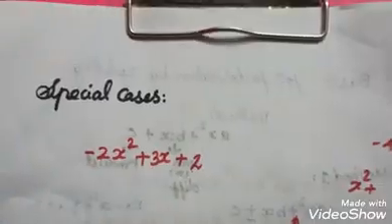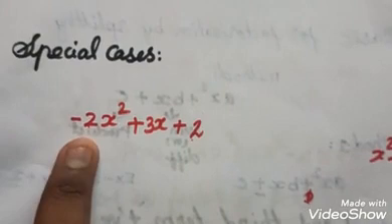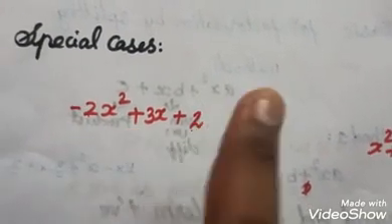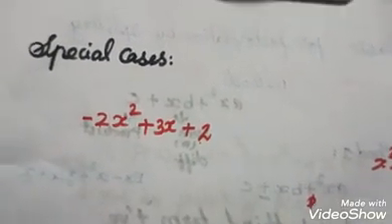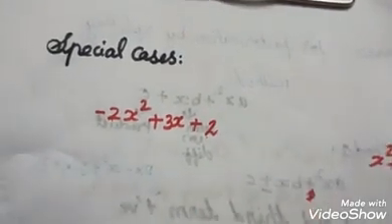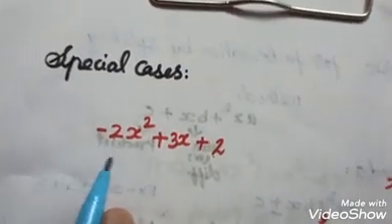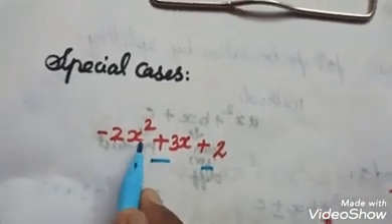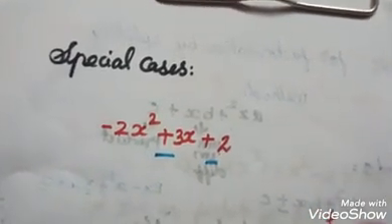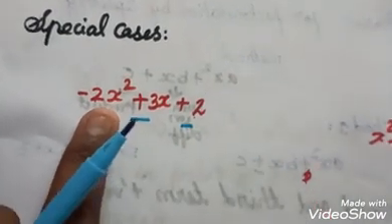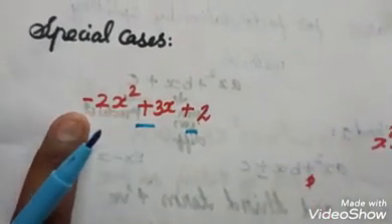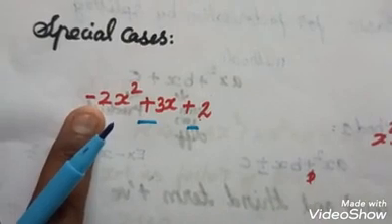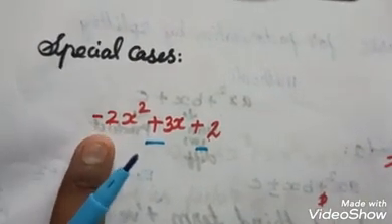So some special cases are there. Here minus 2x square plus 3x plus 2, I will take another example. In this expression, here we always take the second one and third one. So here you have to see, in the previous example there is no coefficient of the first term. Only x square we have to take. Here minus 2 is the coefficient. This is one of the special cases.